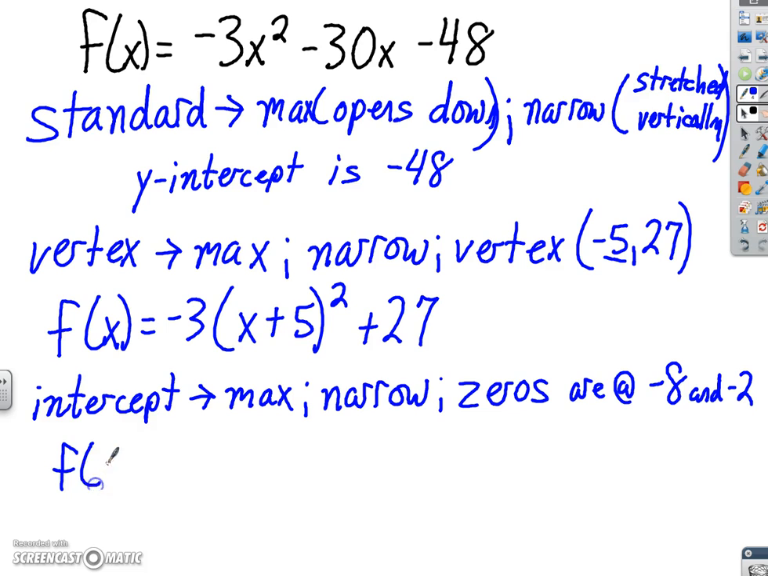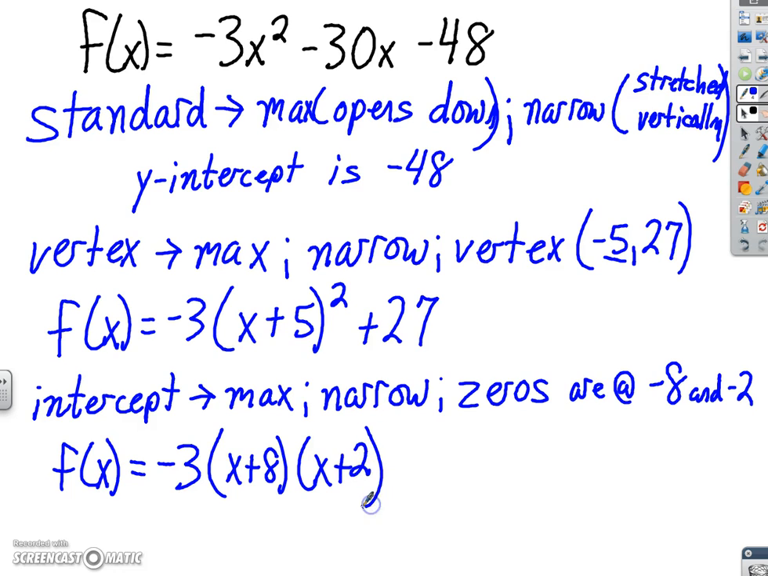So let's go ahead and write it into intercept form. Remember, we factored out a negative 3. Now we have x plus 8 times x plus 2. And there we go. There's everything we need to know about these, all done without a calculator, all factored.